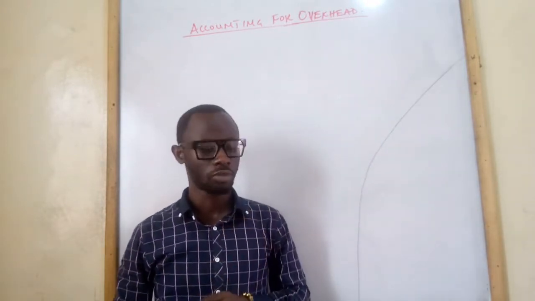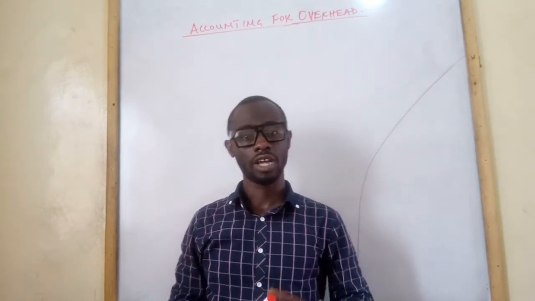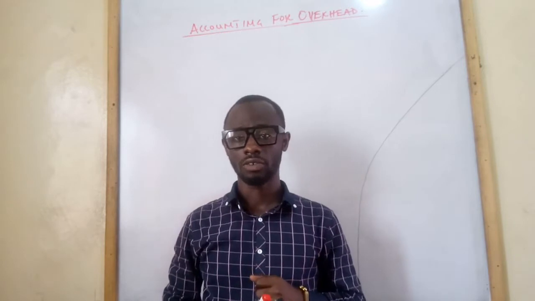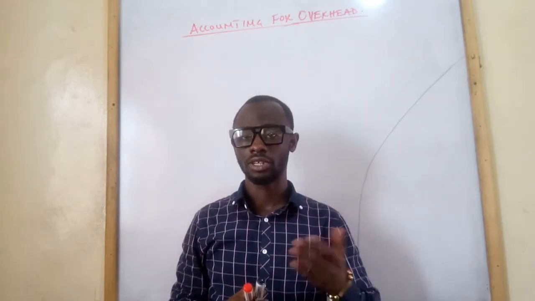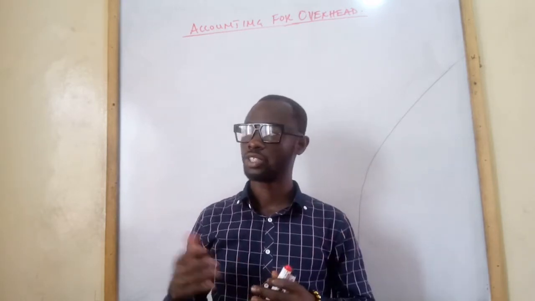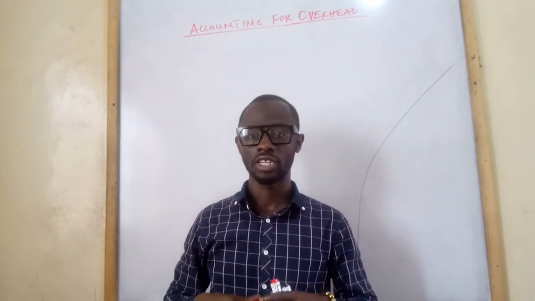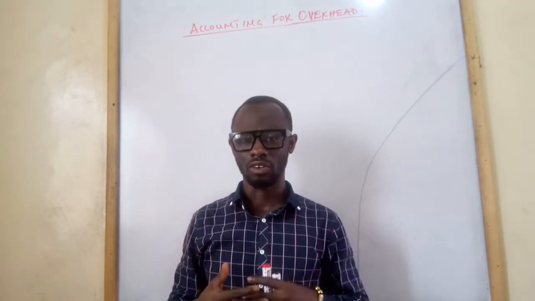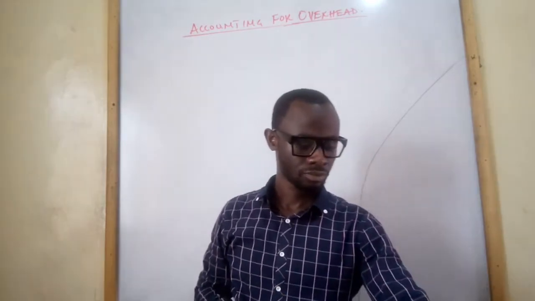So the objective of this module is that at the end of the day, you should be able to explain the various types of overheads. I've already explained the various types of overheads to you. That is talking about indirect material, indirect labor, indirect expenses, talking about production overheads, administration overheads, finance overheads, selling overheads, distribution overheads. These are the various types of overheads we explain under classification of cost.